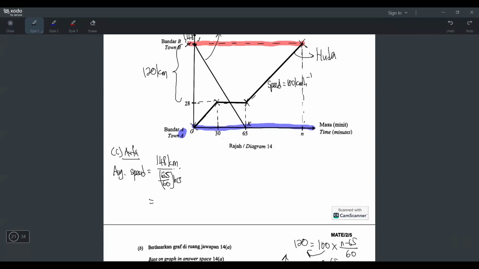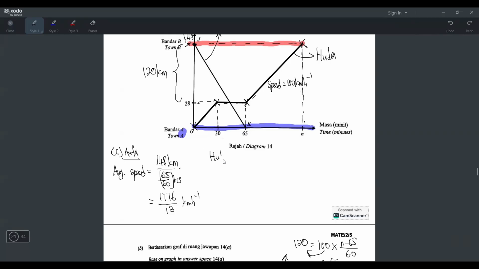Okay, I'm done. My calculator gives me 136 point something. There are a lot of decimal places here, so I think it's better to just write it as a fraction. So I will write 1776 over 13, and this will be kilometer per hour.